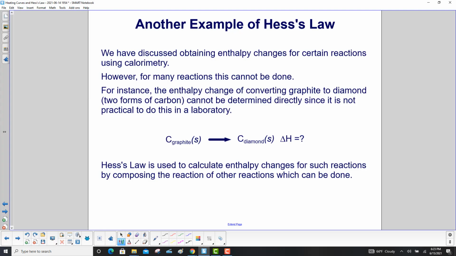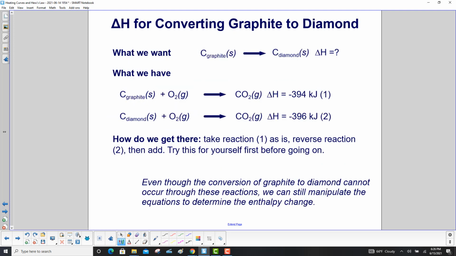We've discussed obtaining enthalpy changes for certain reactions using calorimetry. However, for many reactions that can't be done. For instance, the enthalpy change of converting graphite to diamond, which are both forms of carbon, cannot be determined directly since it is not practical to do this in a laboratory, unless you're Superman or Superwoman. Hess's law is used to calculate enthalpy changes for such reactions by composing the reaction of other reactions which can be done. We want the change in enthalpy for graphite turning into diamond. We can't do that in the lab.